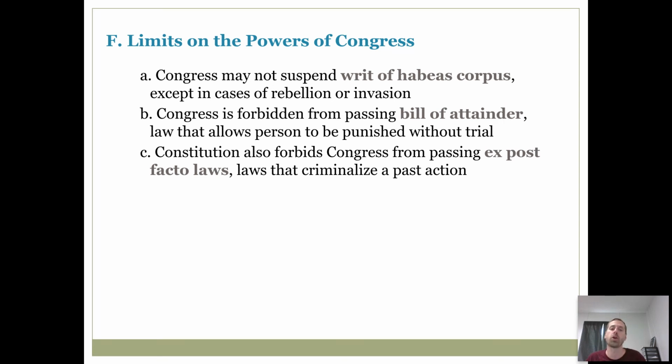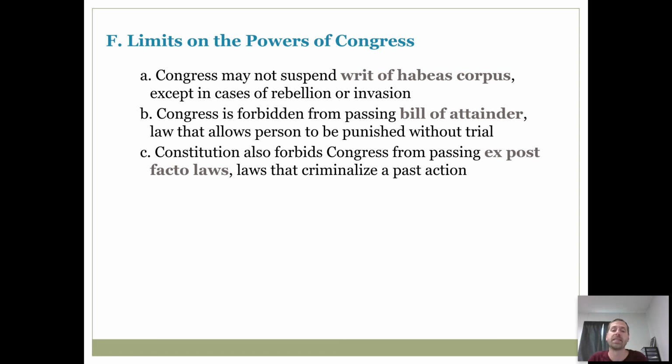You have a right to go before an impartial judge, and they will determine whether or not it warrants you staying in jail. And so Congress can't suspend it. Congress can't just say, we're suspending the writ of habeas corpus and we're just going to put people in jail and leave them there. Can't do that.